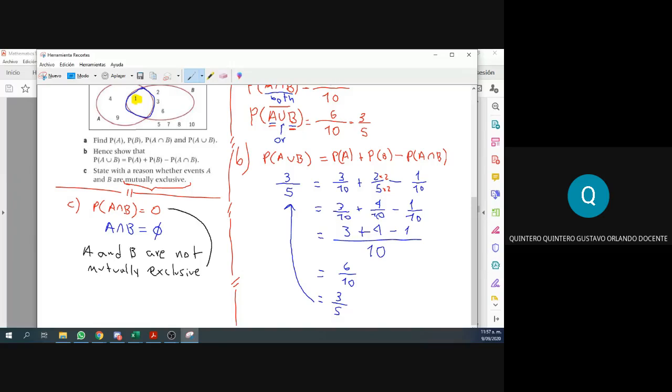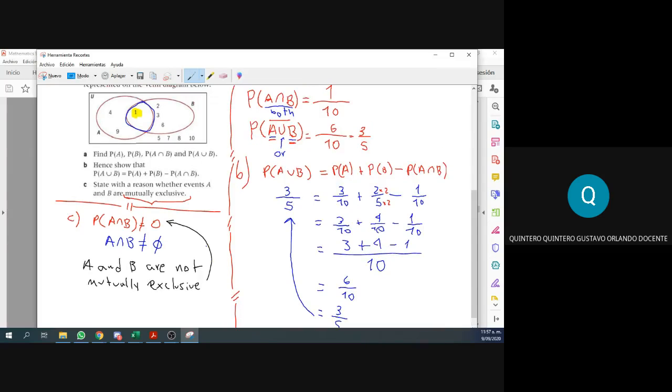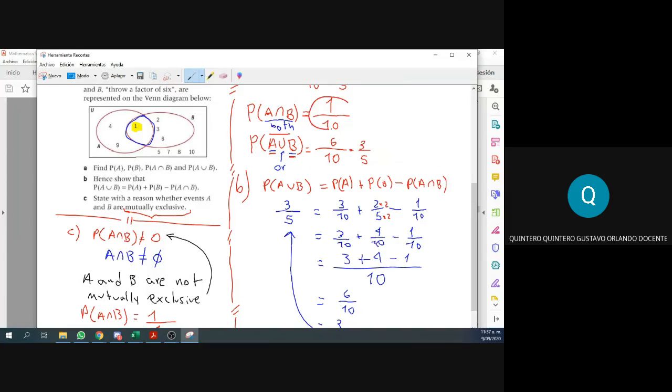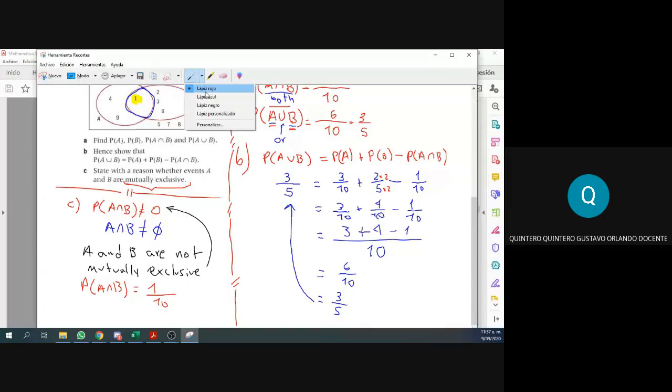Why? Well, because the intersection is not 0. Let me write it here. Is not 0. Or maybe this other reason: the set is not empty. In fact, the probability of A intersection B is 1/10. We know that right here. It's not 0. That is the reason.